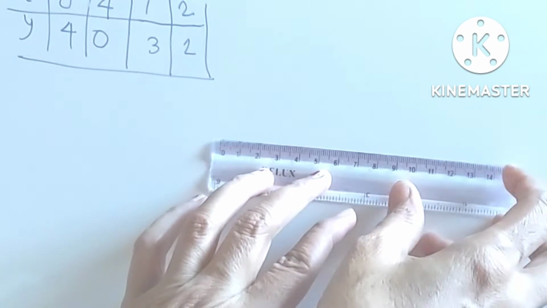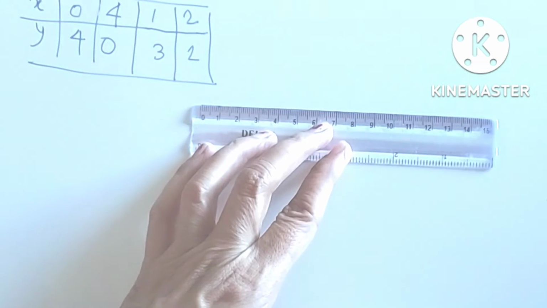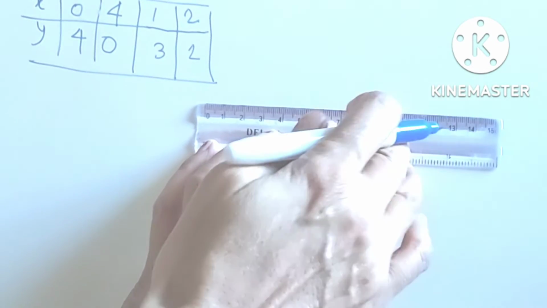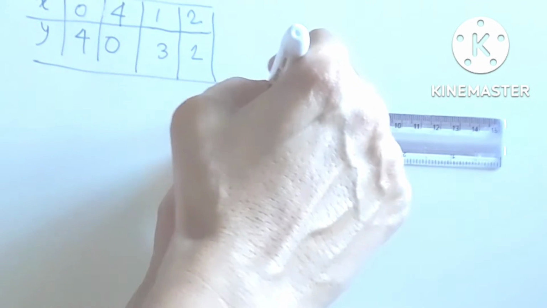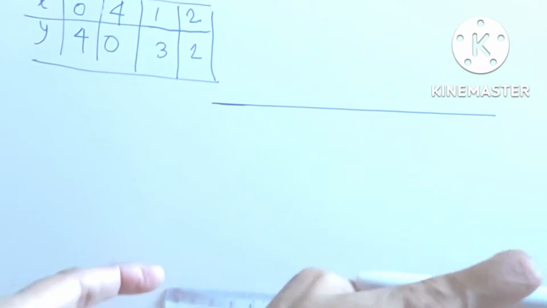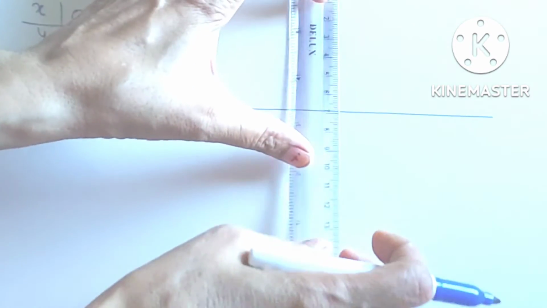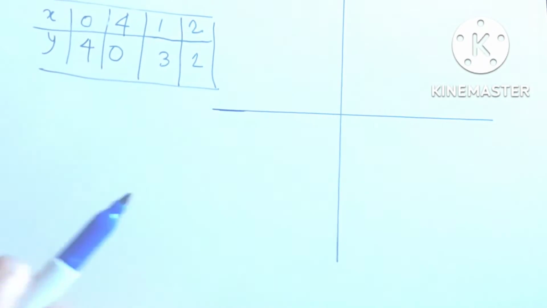Now we have to draw the graph. We just solve the equation. First put x is equal to 0, we get y is equal to 4. Y is equal to 0, we get x is equal to 4. X is equal to 1, we get y is equal to 3. X is equal to 2, y is equal to 2. From the equation.